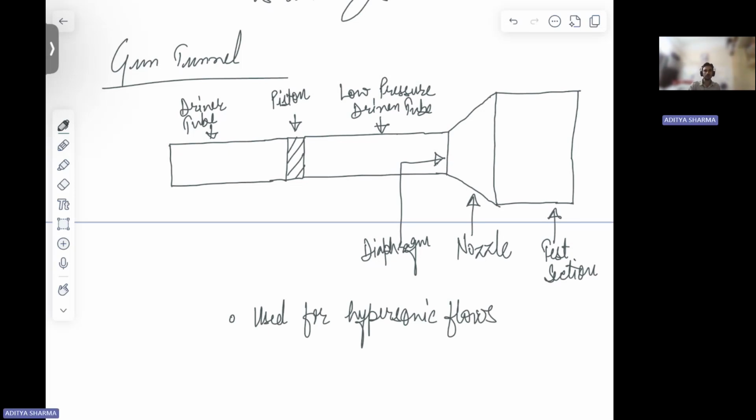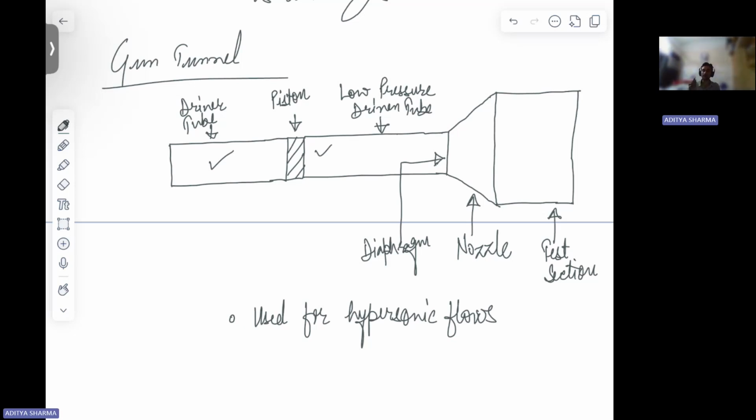So what will happen here? You have a driver tube, then piston, then low pressure driven tube, then nozzle, then test section. So you will first pressurize your driver tube. So this will move your piston, right? So this will accelerate your piston. This is going to give a shock here in front of the piston, which will hit your diaphragm. Okay. So this shock will hit your diaphragm and then it is going to reflect back, right? Now this hitting of the shock is going to burst the diaphragm.